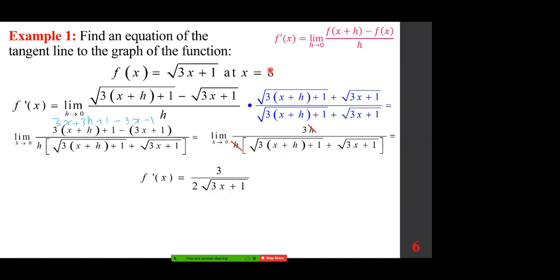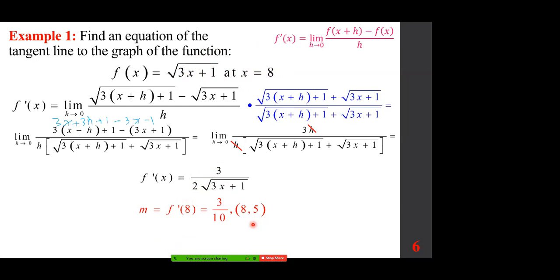Plug in 8 in here. 3 times 8, 24 plus 1 is 25. Square root of that is 5. So the pair is 8 comma 5. And the slope is 3 over 10. So you put number 8 into this, it becomes the slope. You put number 8 into the original function, it becomes the pair 8 comma 5.